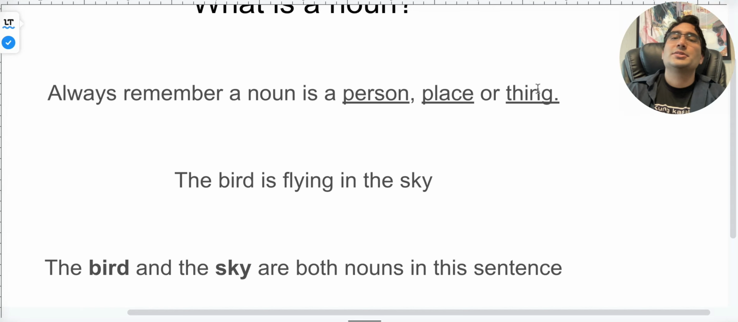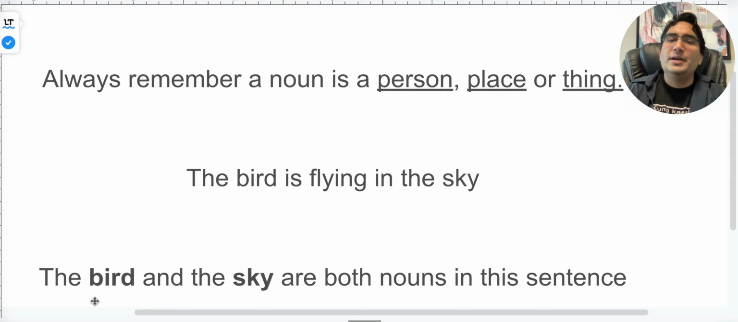Let's look at an example. The bird is flying in the sky. Now, in this sentence, the bird is what? It's an animal. And the sky is a place. It's not a place where we go unless you're in an airplane, but it is a place. So the bird and sky are both nouns in this sentence. Remember that. Next time you think about a person, place, or a thing, remember those things are called nouns.